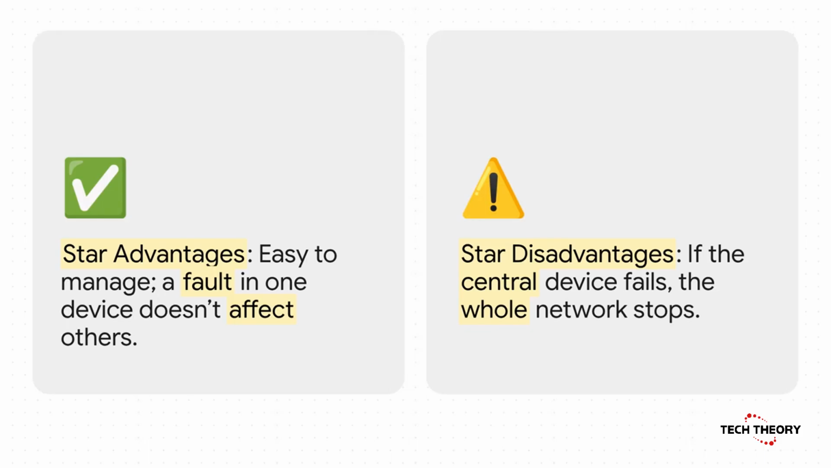And you can see why it's so popular, right? If the cable to my computer goes bad, it doesn't affect anyone else on the network. Plus, adding a new computer is as simple as running a new cable to the center. The only real weakness is that central device. If the hub fails, then yeah, the whole network stops. But that's a much more manageable risk.